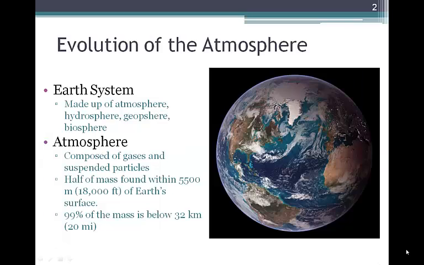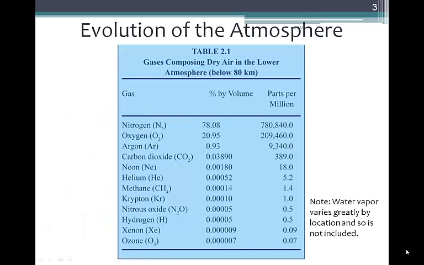As we looked at last time, the Earth system is made up of these different spheres, one of which is the atmosphere. And the atmosphere is made up primarily of gases, and then lots of little suspended particles, which are called particulates. Most of the mass of the atmosphere is located close to the Earth's surface because of gravity. So the higher up we go in the Earth's atmosphere, the less stuff there is, the less gases and the less particulate matter.